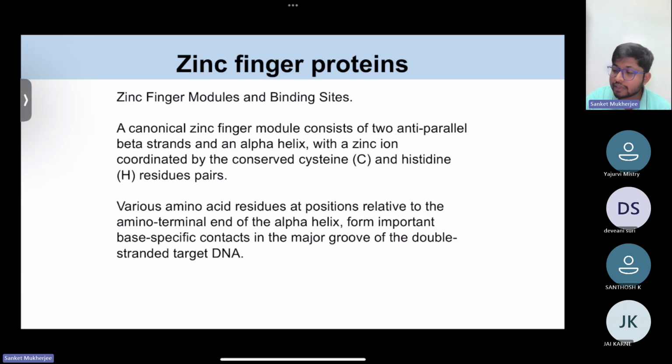If we talk about the zinc finger proteins, just give me a moment. Yeah.